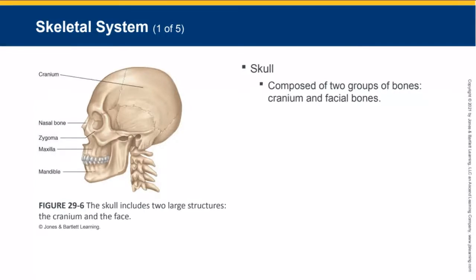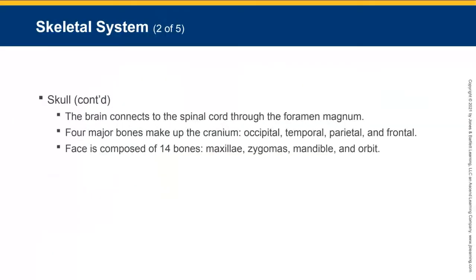Now let's look at the skeletal system. Let's review it. In the skeletal system, you have the skull, which is composed of two groups of bones, the cranium and the facial bones. The brain connects to the spinal cord through the foramen magnum. That's the opening at the base of the skull. There are four major bones that make up the cranium, and the names of these bones are the same as the lobes of the brain: occipital, temporal, parietal, and frontal.